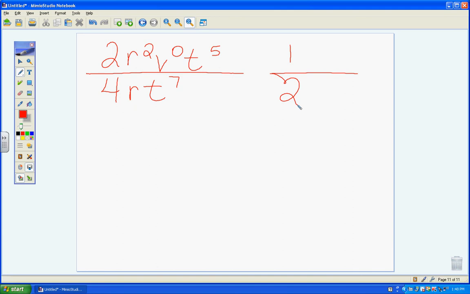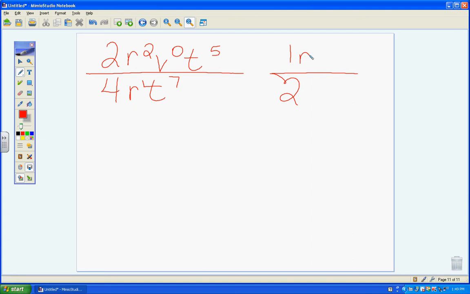What about the r's? Okay, so R2 and R1. So if we subtract them, we get R1. But where is that going to have to go? Top or bottom? Why on the top? Because the bigger exponent is up top. And remember, we're just going to do R. We don't have to do R to the first.